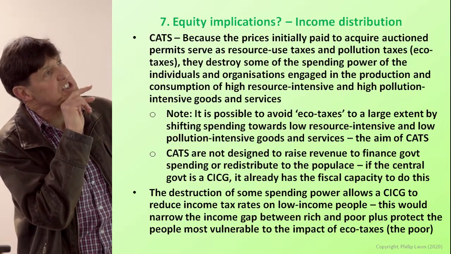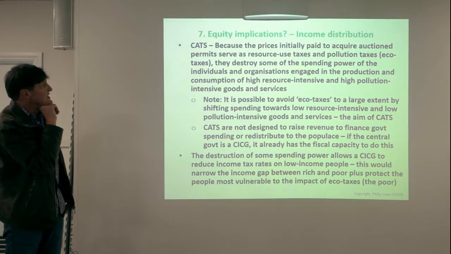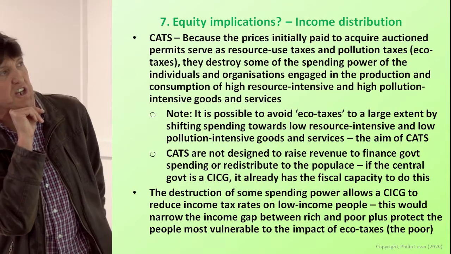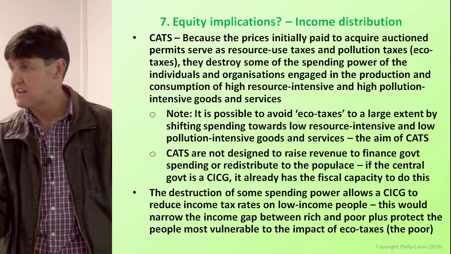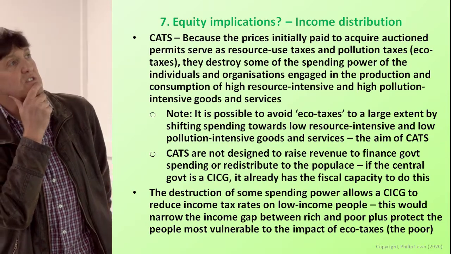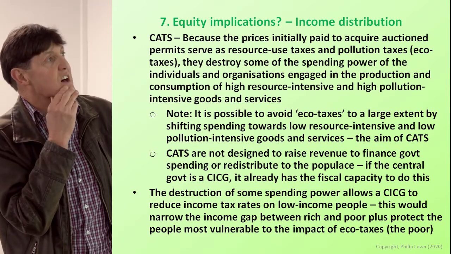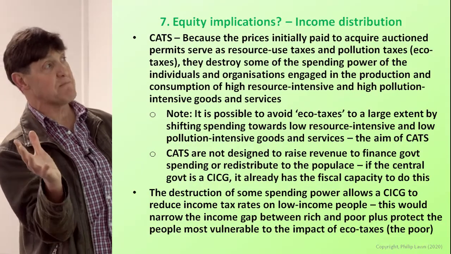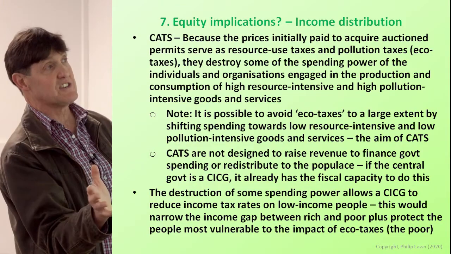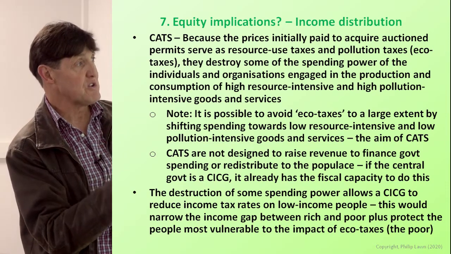What about equity implications, income distribution? So it's the cap and auction trade system. Another aspect of it is that the price is initially paid to acquire auction permits. Remember, you've got to get a permit to be able to access resources or to generate pollution, so they serve as resource use taxes and pollution taxes, in other words, eco taxes. What those permit prices do is destroy some of the spending power of the individuals and organisations engaged in the production and consumption of high resource intensive and high pollution intensive goods and services.